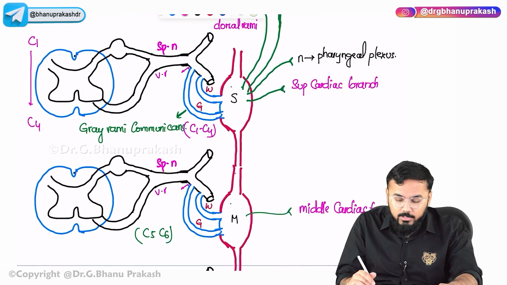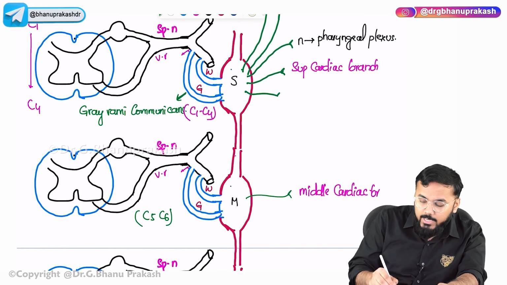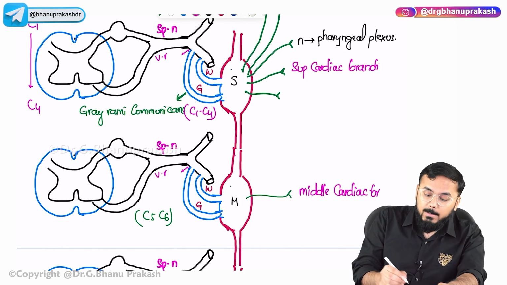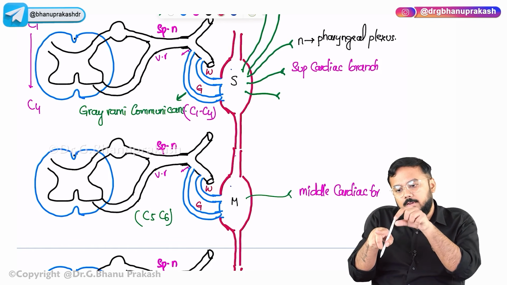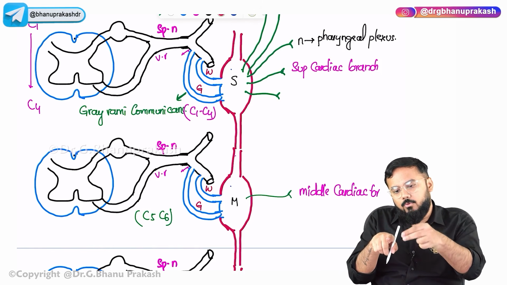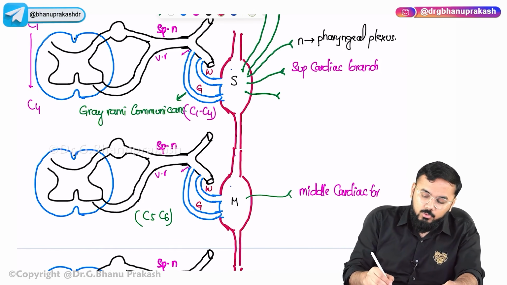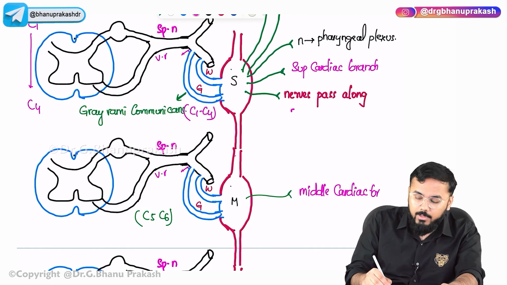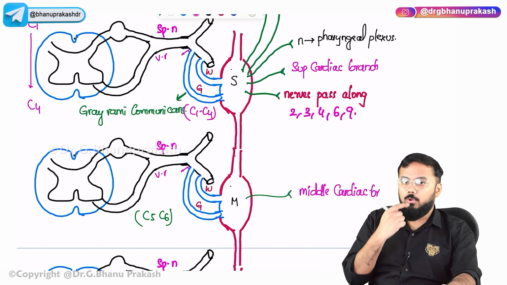Okay, now let us go back to the discussion. One is superior cardiac branch. Next it will also give a postganglionic nerve, and these nerves, they pass along with which cranial nerves? See, this postganglionic nerve is passing along with different cranial nerves. Here there is 2, 3, 4, 6 or whatever cranial nerves are there. Along with these cranial nerves, these nerves are also passing. So this gives out nerves that pass along cranial nerve number 2, 3, 4, 6 and 9.